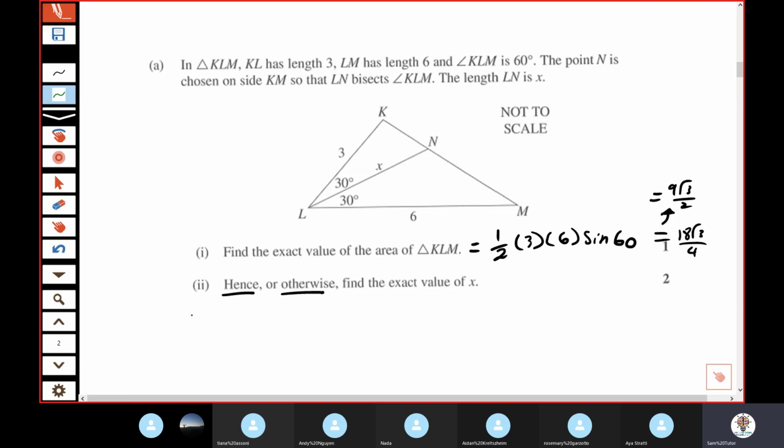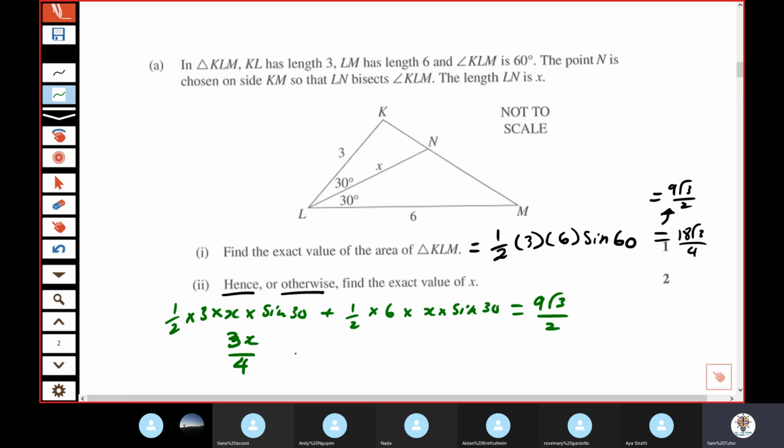Good, well done. Half times 3 times x times sine 30 plus half times 6 times x times sine 30 needs to give me 9 root 3 on 2. Sine 30 is a half. Half times a half is a quarter, times 3, so that becomes 3x on 4, plus, that's a half, half of 6 is 3, 3x on 2.